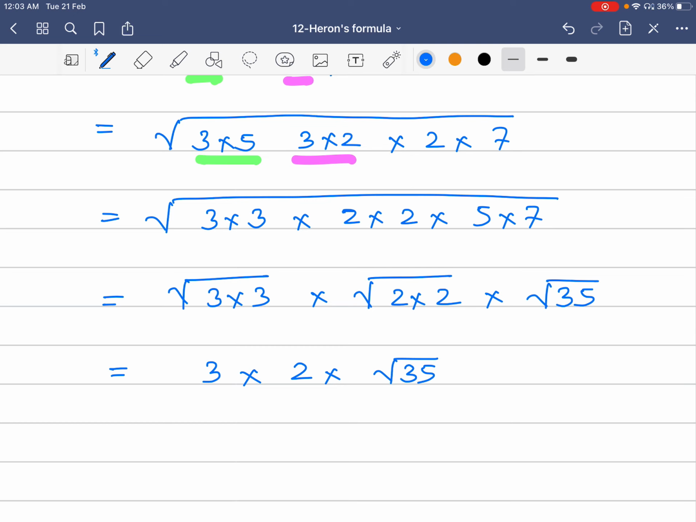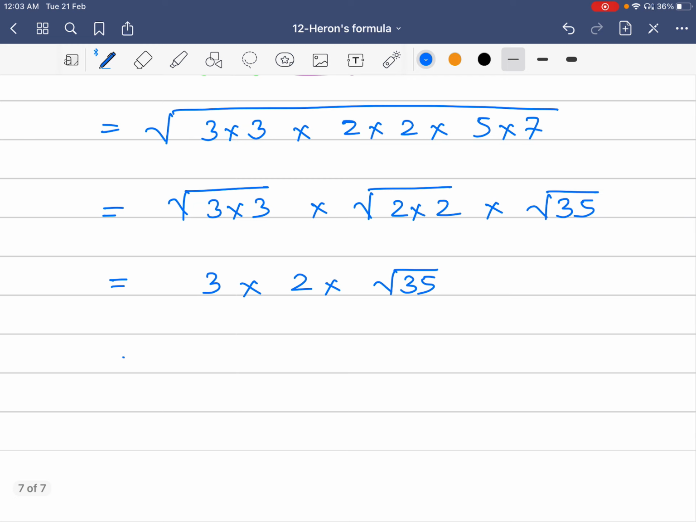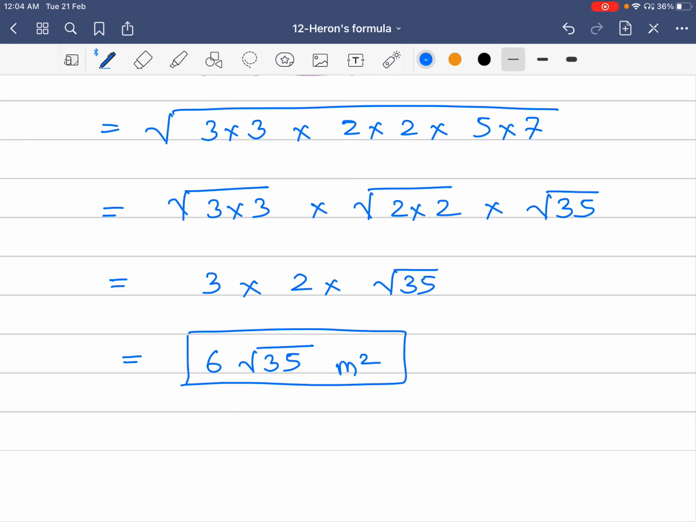I will keep it as it is. Square root of 36 is 6, an exact perfect square root. 36 is a perfect square, but 35 is not, so it will be 5.9, 5.95, something like that. So no worries, we'll keep this value root 35 as it is. So we can write this as 6 into root of 35, and that is our meter square. That is the unit. Meter square is the area of this triangle, 6 root 35.